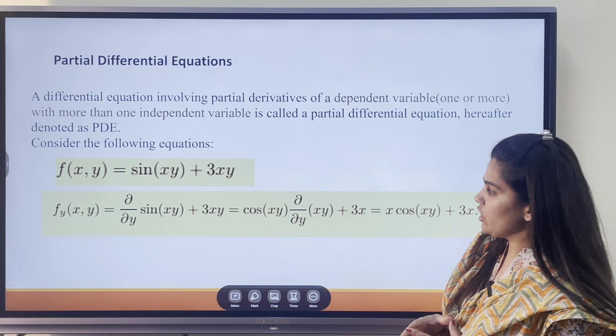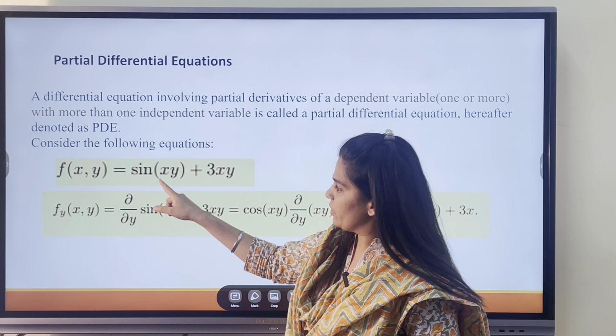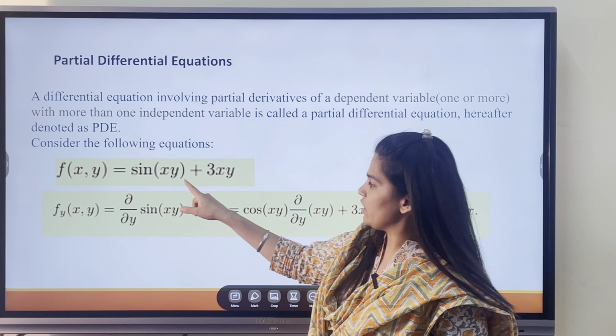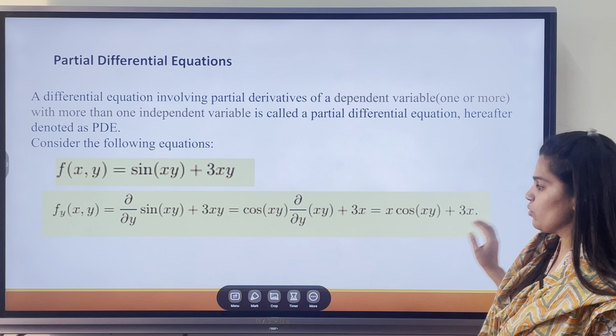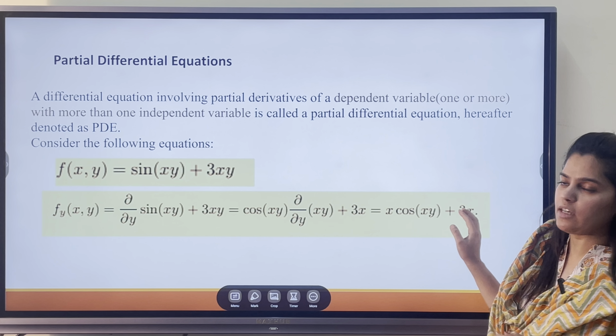In the partial differential equation, we have the following example: sine of xy plus 3xy, which we are differentiating with respect to y. So the variable x is considered a constant. For example, del upon del y of sine of xy plus 3xy. Here, the differentiation of sine xy would be cos xy, whereas the differentiation of 3xy will be 3x, as we are differentiating with respect to y.